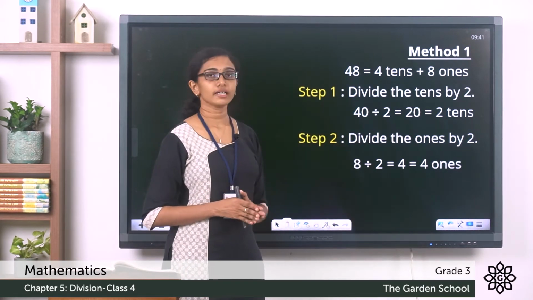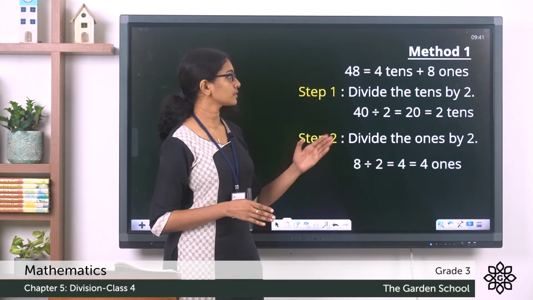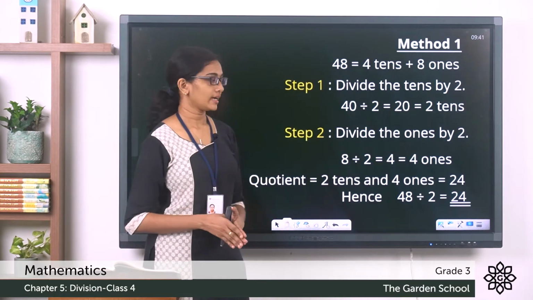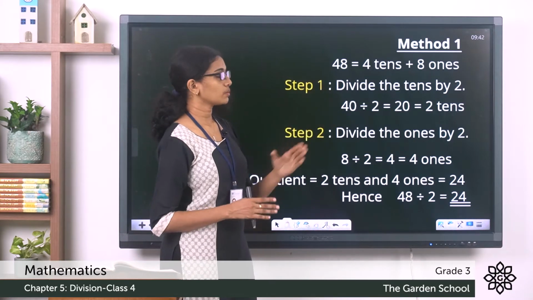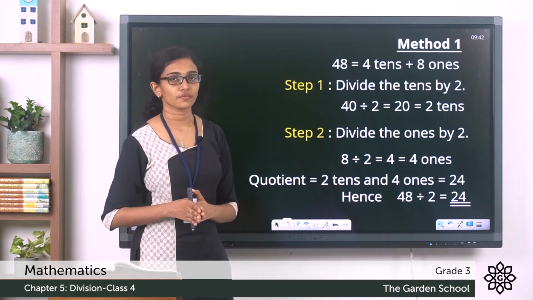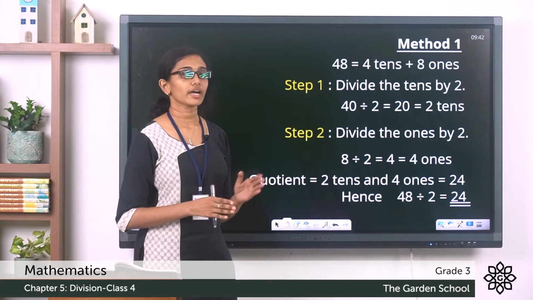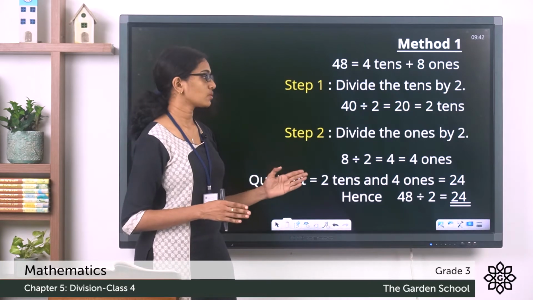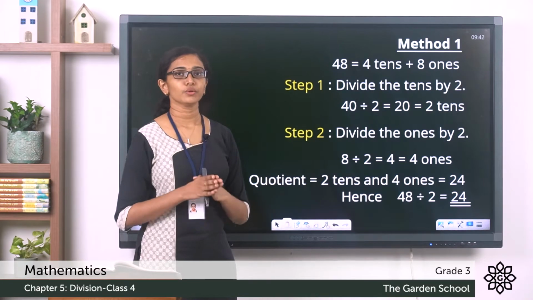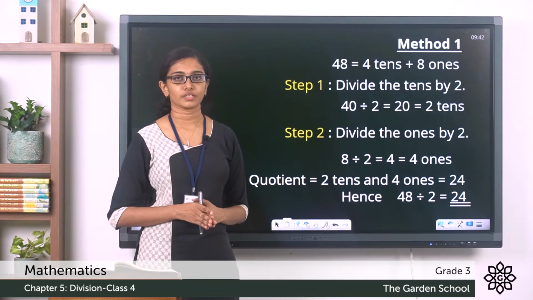Now we have divided the tens and the ones. So now we got the result 2 tens and 4 ones. So we can write that 48 divided by 2, which was our question, gives the quotient, or the result of the division, as 2 tens and 4 ones. And how do you write 2 tens and 4 ones? It is equal to 24. So 48 divided by 2 is equal to 24. We have arrived at the result or the quotient of this division.